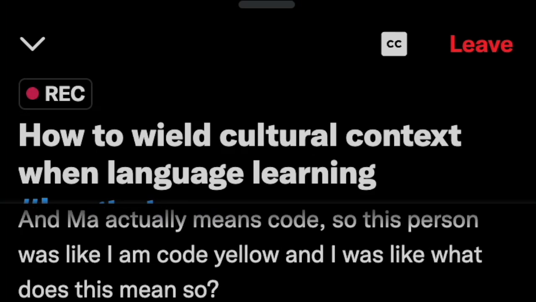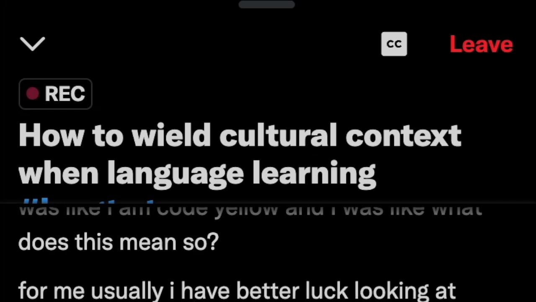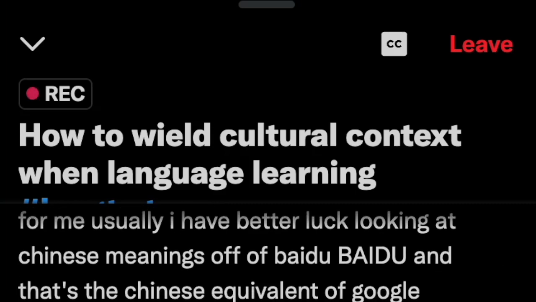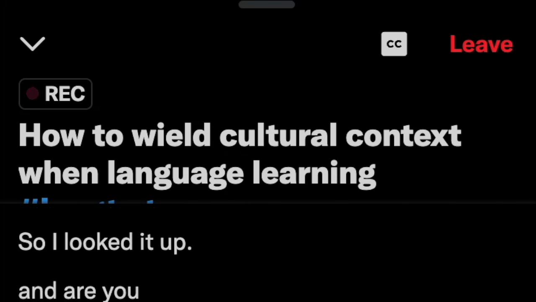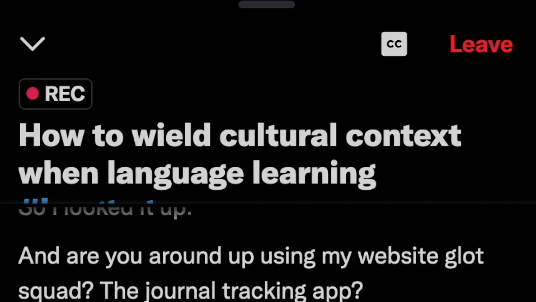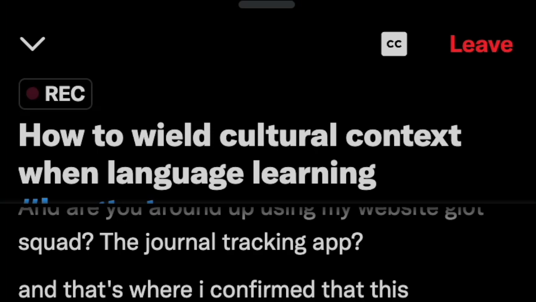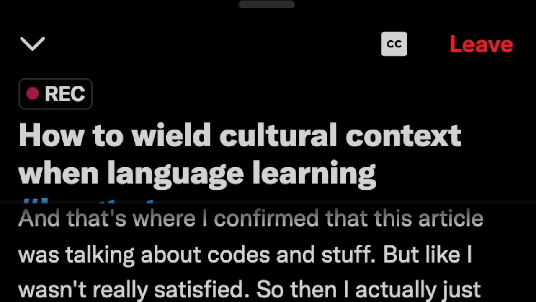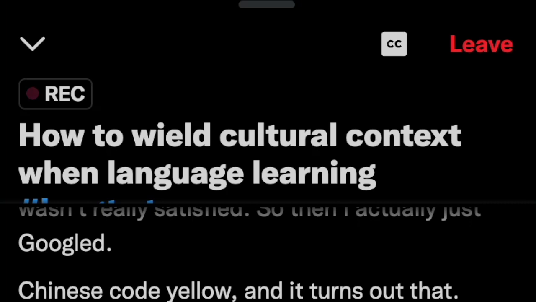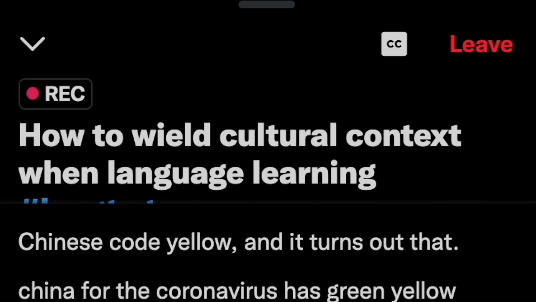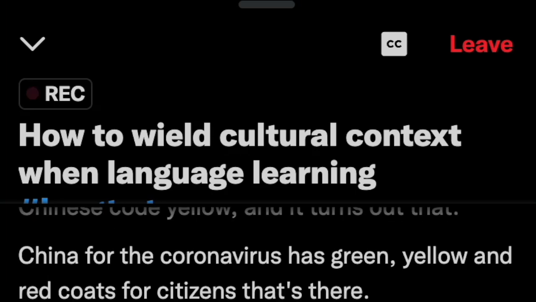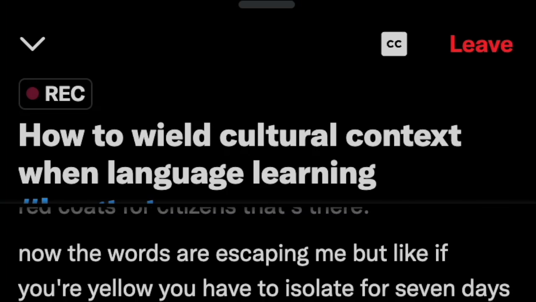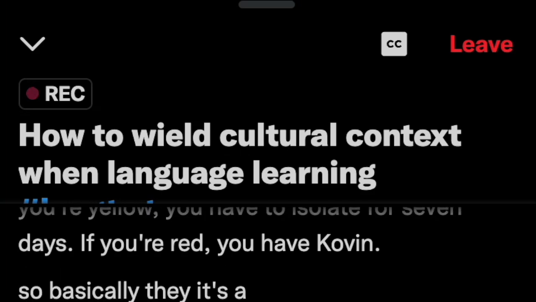Usually I have better luck looking up Chinese meanings on Baidu, the Chinese equivalent of Google. So I looked it up, and I wound up using my website, Glot Squad, the journal tracking app, and that's where I confirmed that this article was talking about codes. But I wasn't really satisfied, so then I just Googled Chinese code yellow, and it turns out that China, for the coronavirus, has green, yellow, and red codes for citizens. If you're yellow, you have to isolate for 7 days. If you're red, you have COVID. So basically, it's a COVID isolation code.